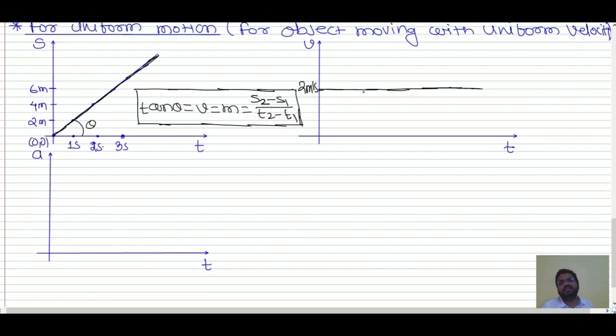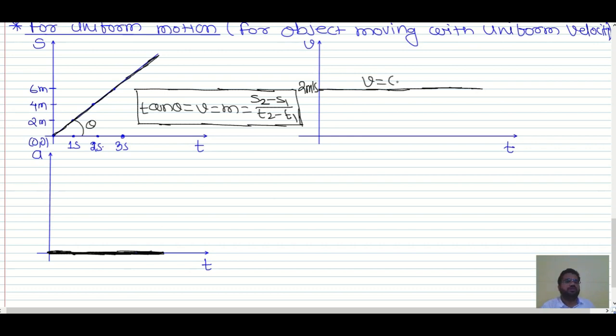And what about the acceleration? What does the slope of the VT graph represent? It is the acceleration, right? So it will be the line which is parallel to the time axis. Why? Because along the time axis, the y coordinate is always 0, isn't it? So acceleration will be 0 in this.